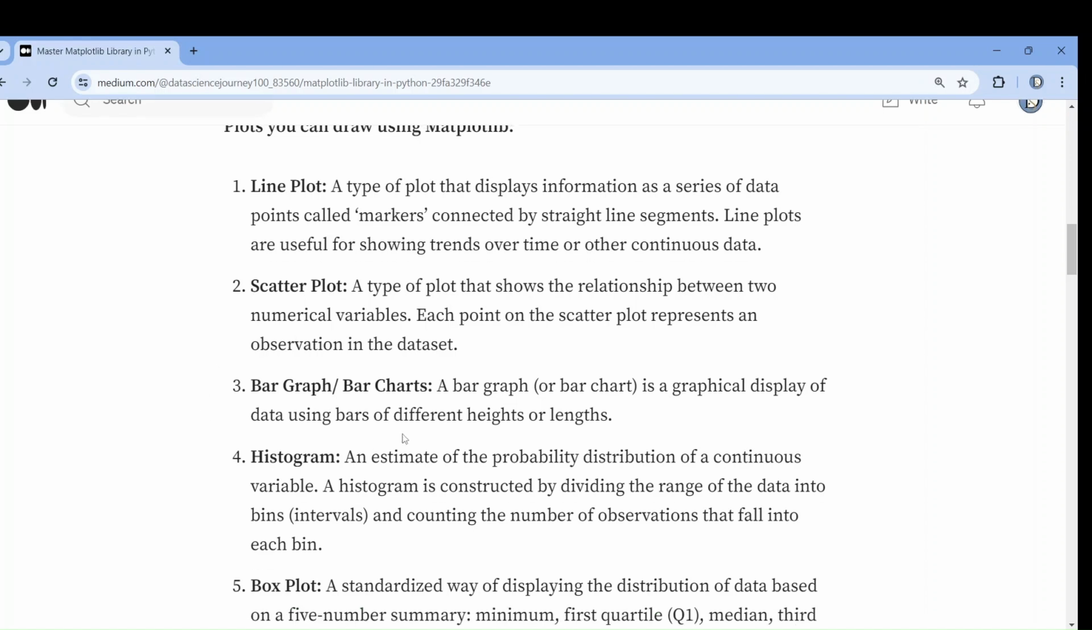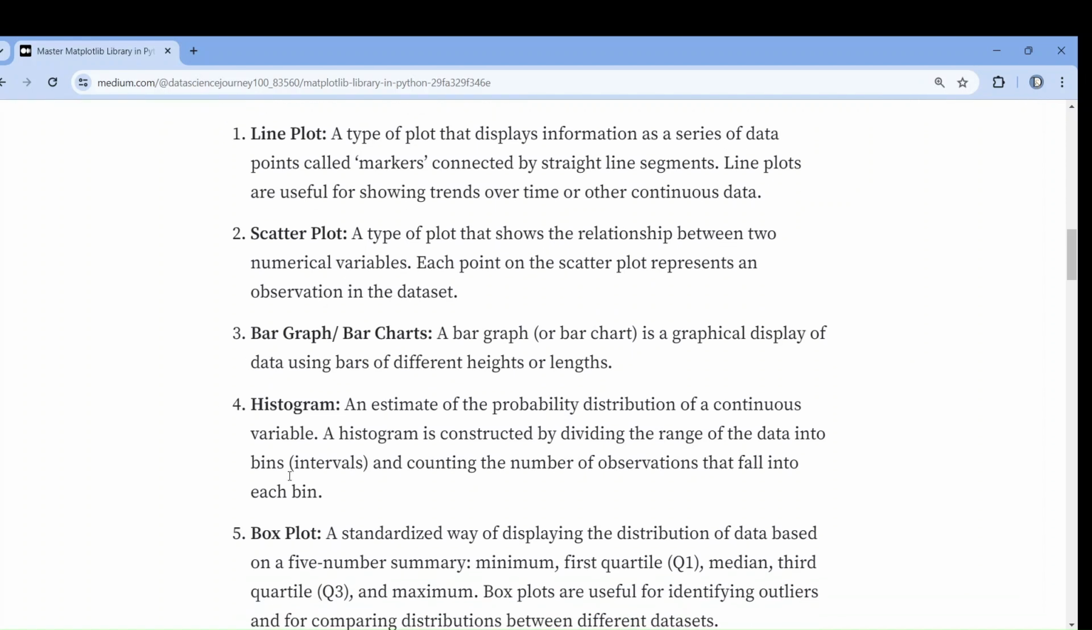Okay, next we studied the bar graph and bar chart. This is mainly used to find the frequency, and it is displayed using bars of different heights or lengths. Similar is the histogram, but there is a difference: histogram bars are connected with each other. In a histogram, the data is divided into bins, like intervals, and we count how many observations fall into each bin. This is also used to find the frequency.